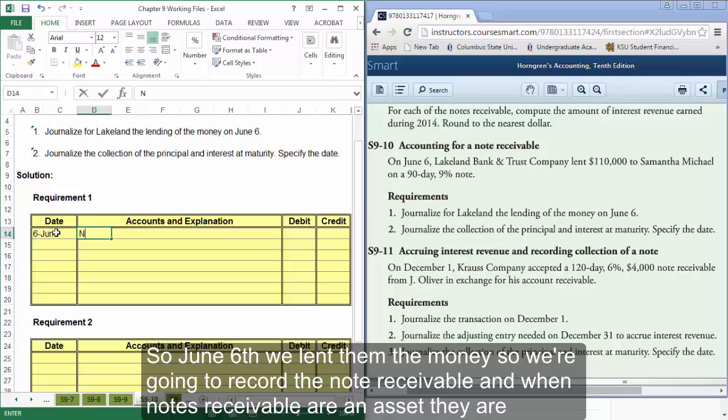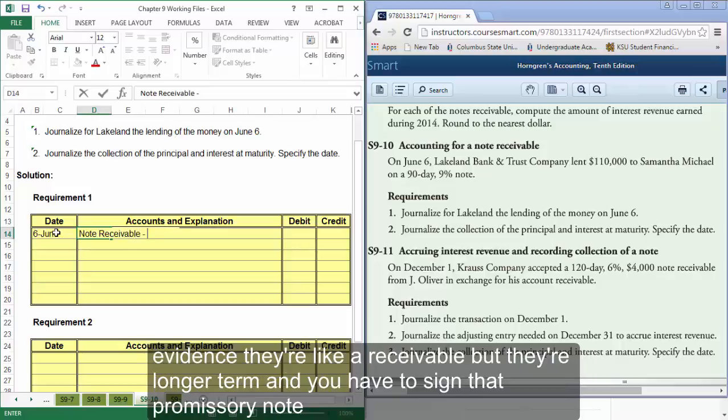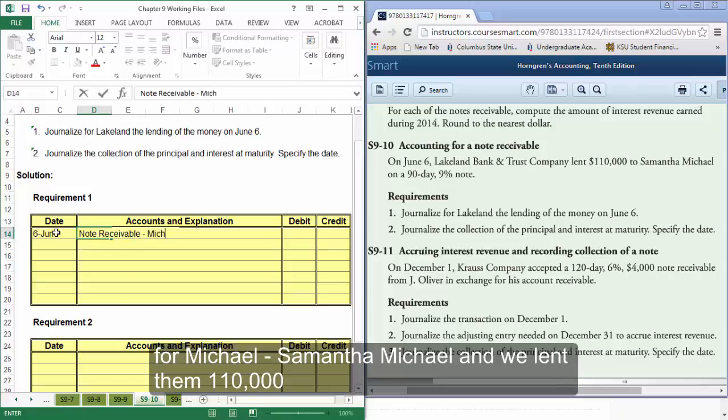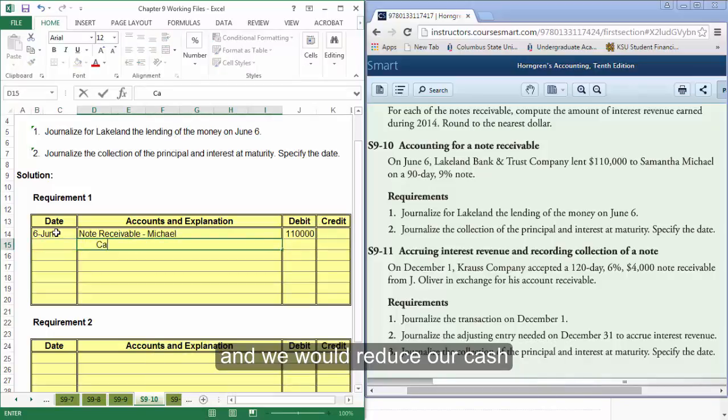So we lent them the money. We're going to record the note receivable. Remember, notes receivable are an asset. They are just evidence. They're like a receivable, but they're longer term, and they have to sign that promissory note. And this was for Samantha Michael, and we lent them $110,000, and we would reduce our cash.